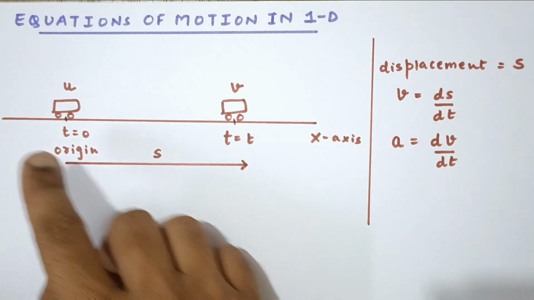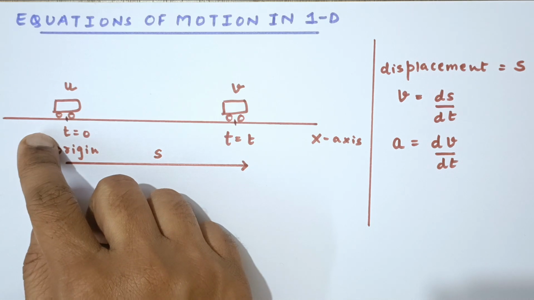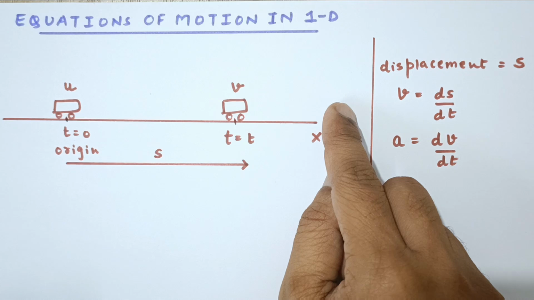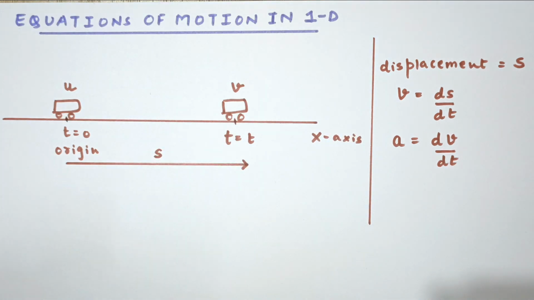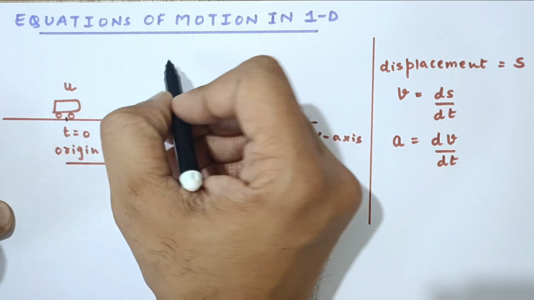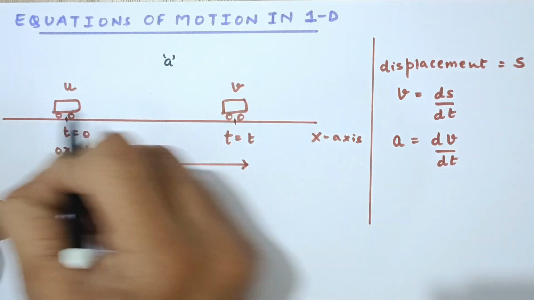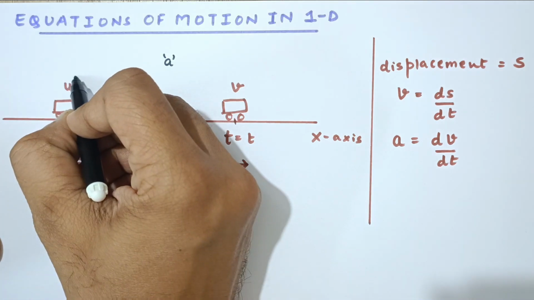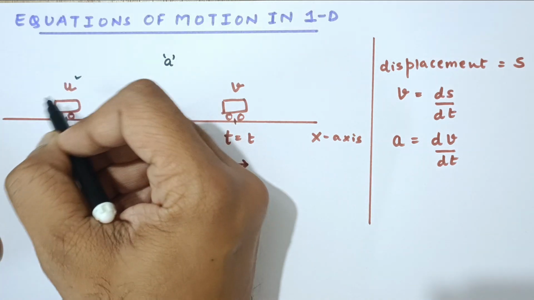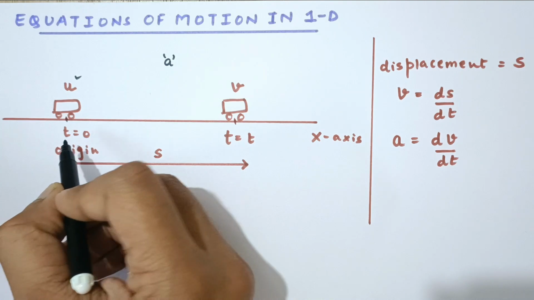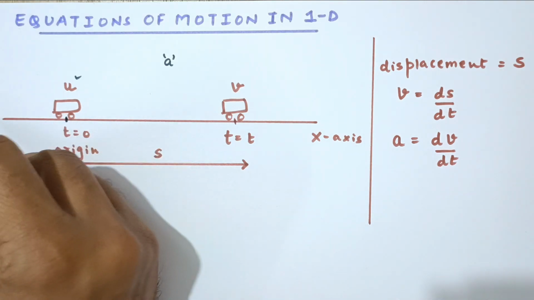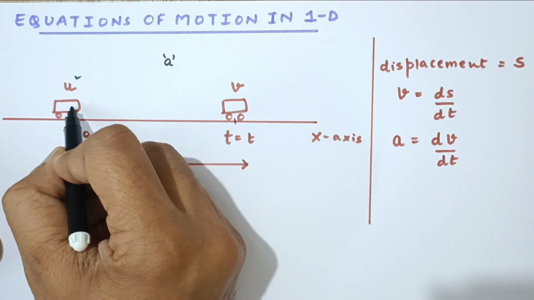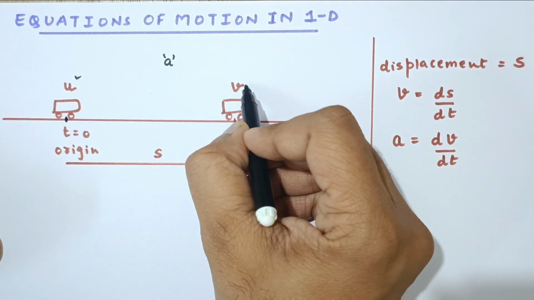All right, so what do we have over here? We have a car which is moving in the positive x direction with a constant acceleration a, which means the velocity of the car is increasing by a constant magnitude. At time t equal to 0, the initial velocity of the car was u. It may be 0, it may be something else. At time t equal to 0, it was at the origin of the x-axis. At time t, the velocity kept on increasing and finally became v.